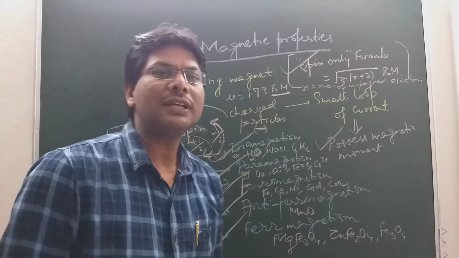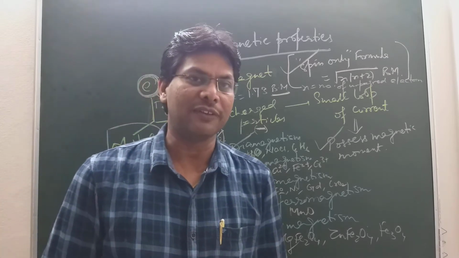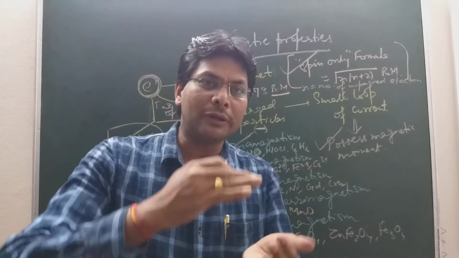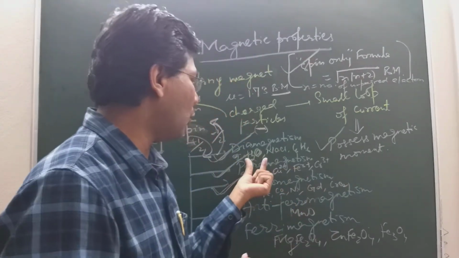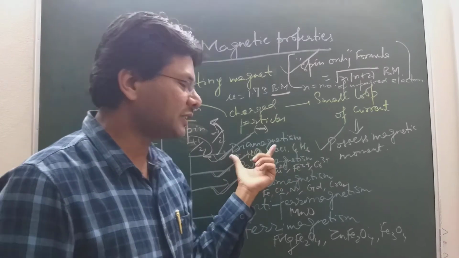Diamagnetism is the universal property of matter. Such substances are repelled in the magnetic field. Their weight decreases in the magnetic field. Water, NaCl, benzene are substances which are diamagnetic.